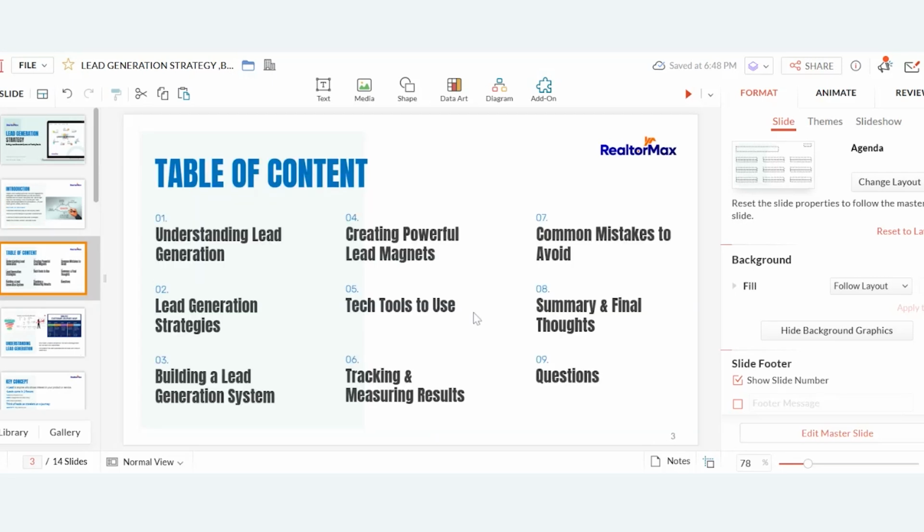So in today's training, we'll be understanding leads, and we'll talk of lead generation strategies. We'll talk of how to build a lead generation system. We'll learn creating powerful lead magnets. Then we'll get to know the tech tools we'll use to get and manage our leads. Then we'll discuss tracking and measuring the results. Then common mistakes to avoid. Then, of course, the summary, final thoughts, and question and answer section.